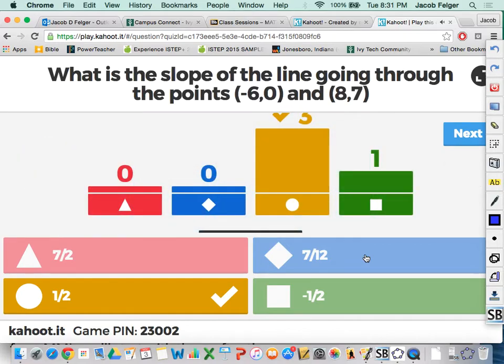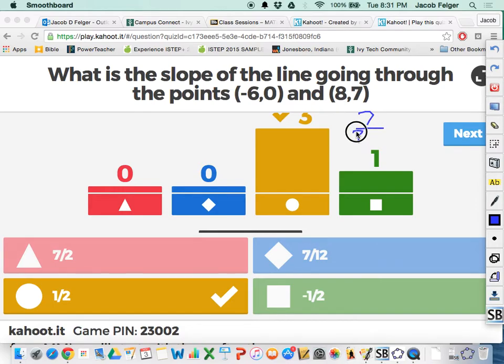Everybody's answered. All but one group said a half, one group said -half. It should be +half. Right? Is that right? Yeah, because it'd be 7 minus 0, and 8 minus -6 would be 7 over 14. So, yeah. Good.